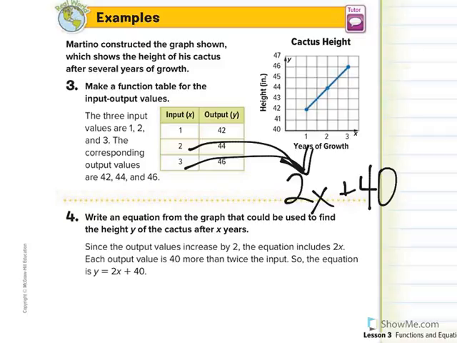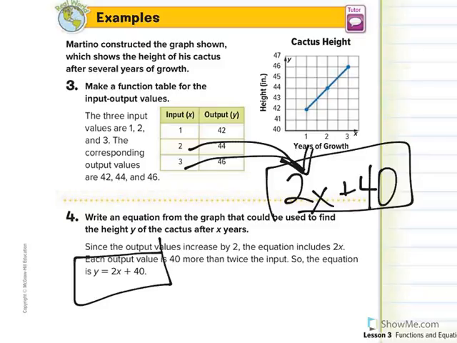So my equation would then be not just this, because this is just an expression, so you need to have the y equals 2x plus 40.